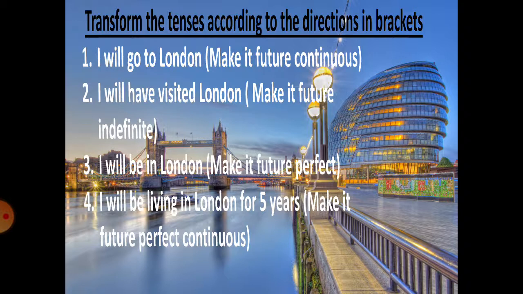Okay? Then the second sentence, I will have visited London. Make it future indefinite. Number 2 sentence is given in future perfect form. Number 3, I will be in London. Make it future perfect. And the last one, I will be living in London for 5 years. Make it future perfect continuous form. Okay?